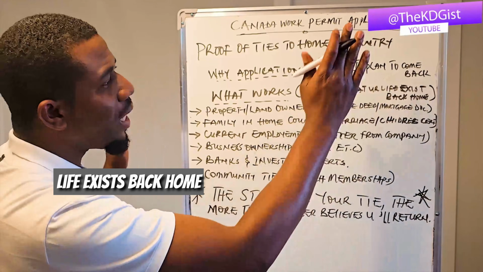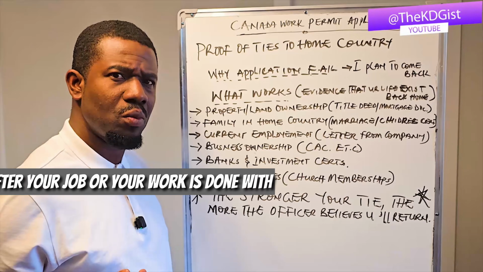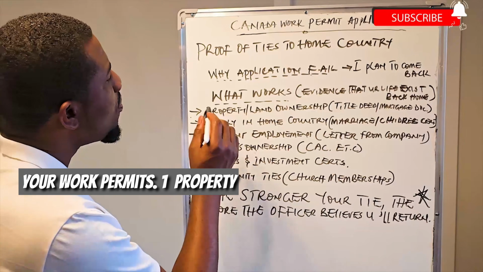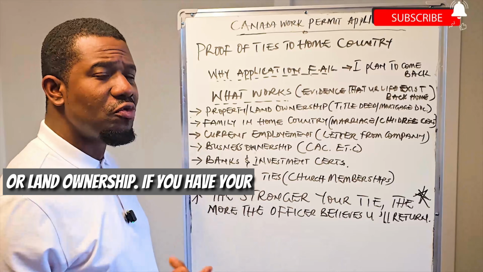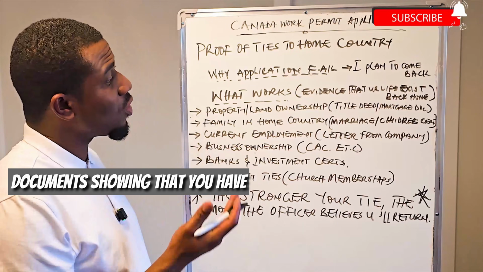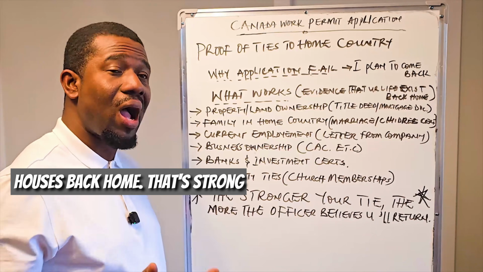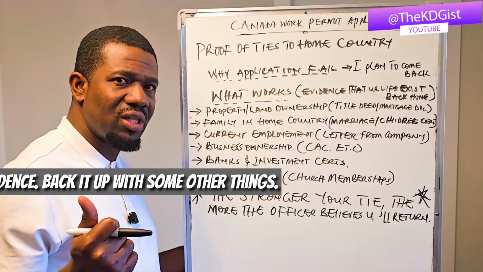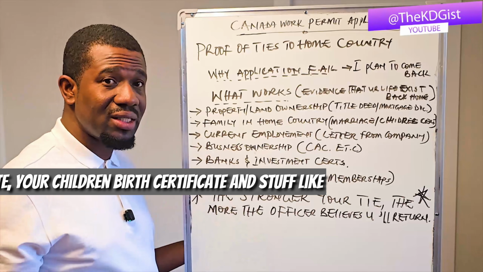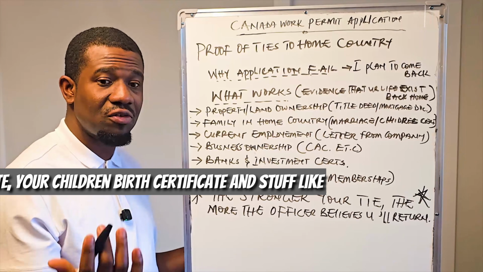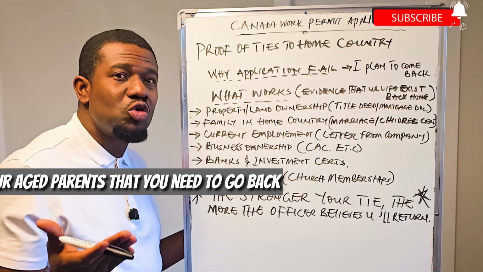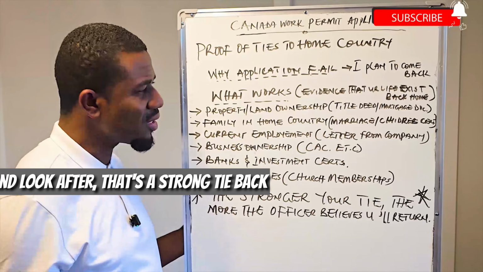So now let's look at what works: evidence that your life exists back home after your work with your work permit is done. 1, property or land ownership. If you have your title deeds or mortgage documents showing that you have property, land or houses back home, that's strong evidence. Back it up with other things. Family in home country: your marriage certificate, your children's birth certificates, or something showing aged parents you need to go back and look after. That's a strong tie back home.